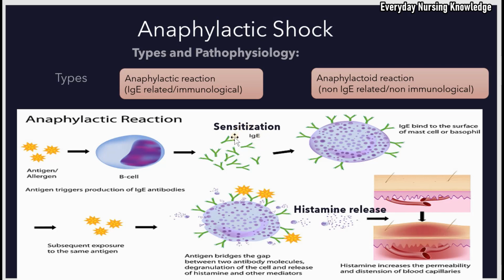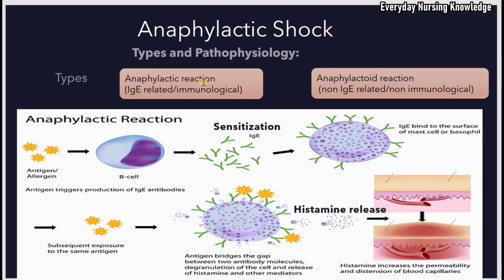Now the body has antibodies. If there is an exposure to antigen or allergen, these antibodies bind to mast cells or basophils. Mast cells and basophils are types of white blood cells, which help to fight infection. So these antibodies bind to mast cells and basophils. Now they are ready to fight against this antigen or allergen. So if there is a second exposure to this antigen or allergen, this antigen or allergen fights with the antibodies. As a result, histamine is released in the body. The histamine release leads to signs and symptoms of anaphylactic shock.